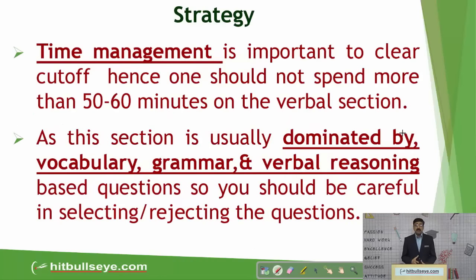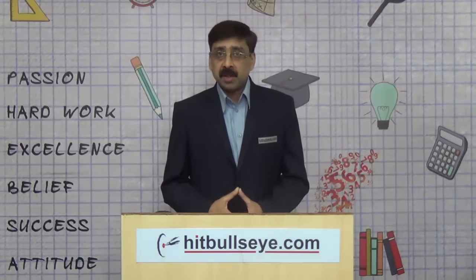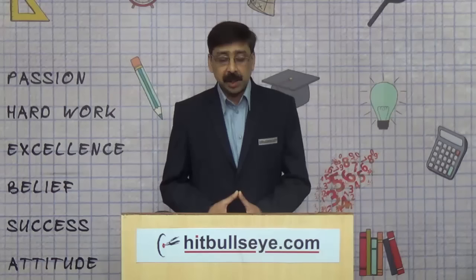Now coming to the very important part, the strategy, that is what should be done in order to score maximum in CET overall and CET verbal section as well. First of all, time management is very important. Generally we are given 200 questions. Time allotted is only 150 minutes, so it's very important to use this time resource judiciously. So we should not spend more than 50 to 60 minutes on this section. I'm talking about the verbal section.